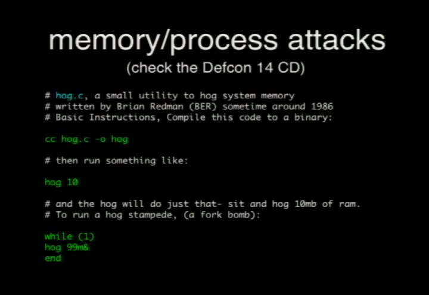Okay, so process attacks. There's something on the DEFCON CD that a friend of mine, Brian Redman, gave me to use in testing out jails. He made it a long time ago. It's called Hog. It's a few lines of source code, and what Hog does is just hog a certain chunk of memory. Real simple little program. You can create a fork bomb by running a while loop and taking a hog, in this case hogging 99 megs of memory. This is going to fork off an infinite number of processes, all hogging 99 megs of memory until swap is burning.